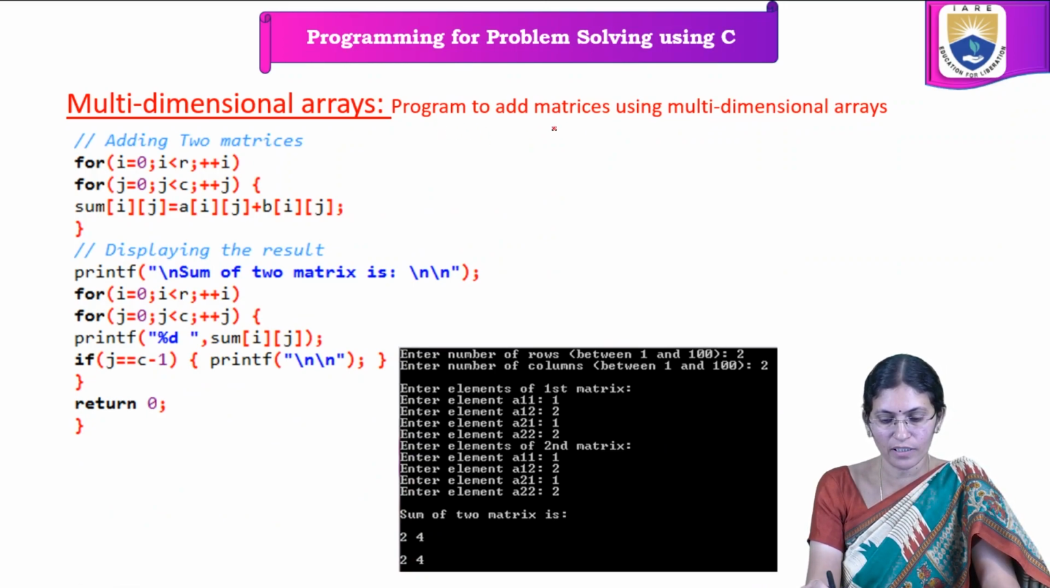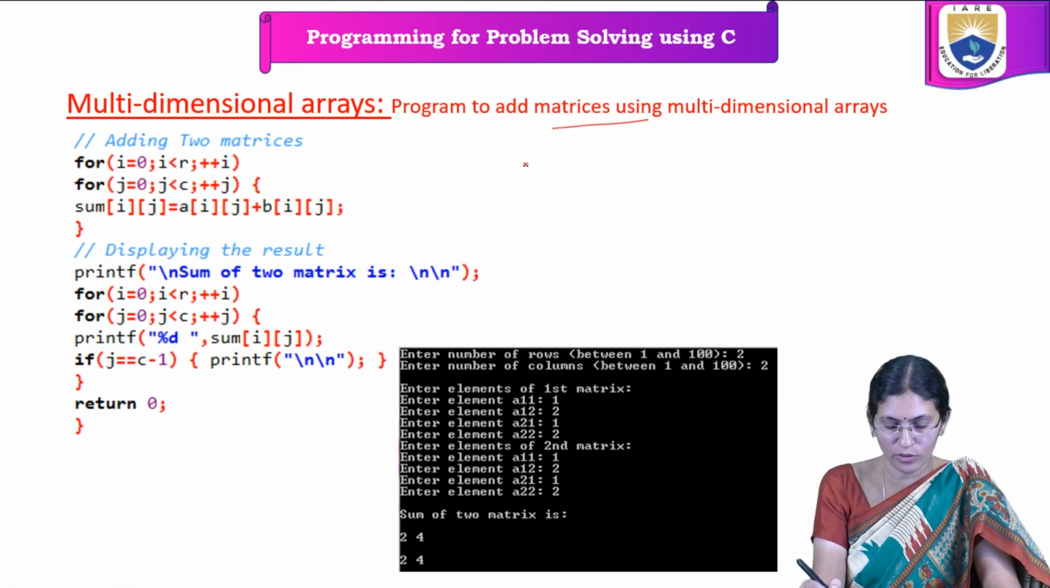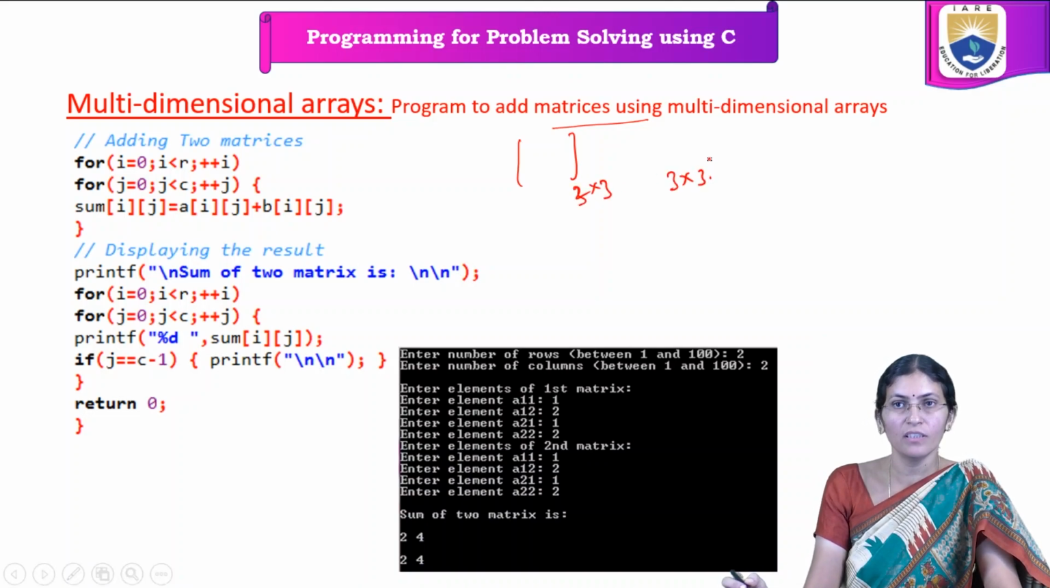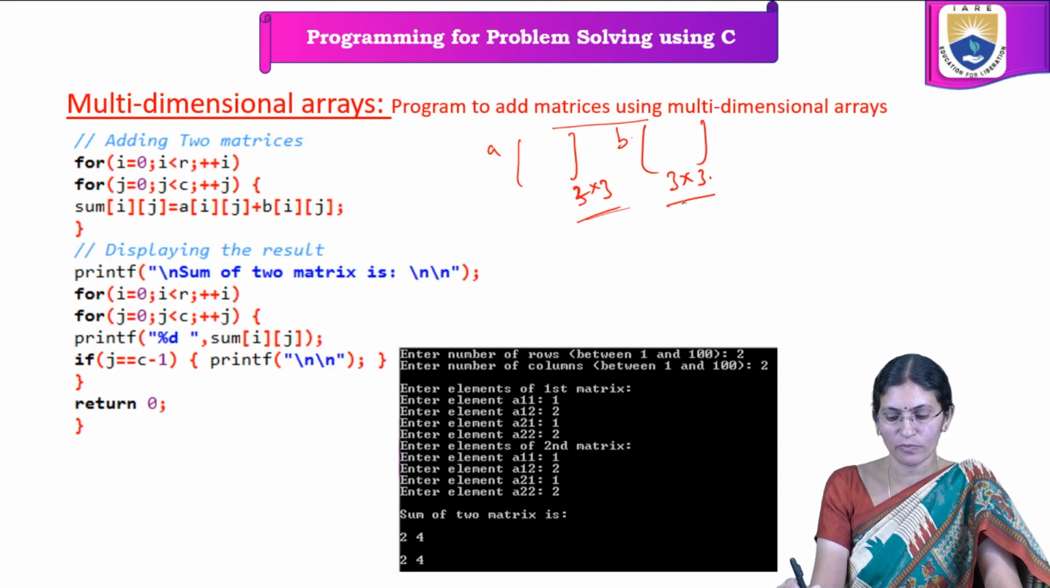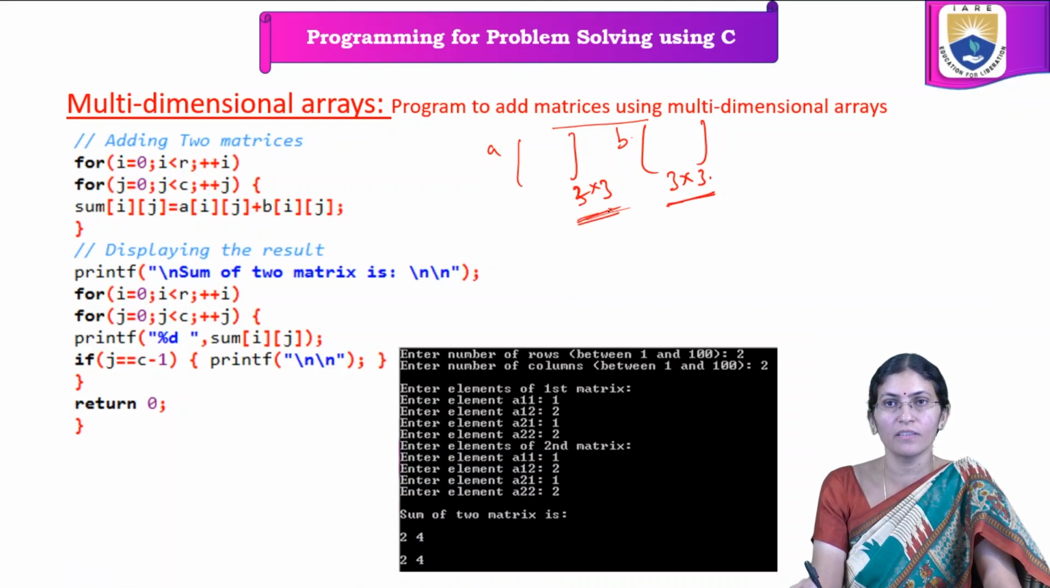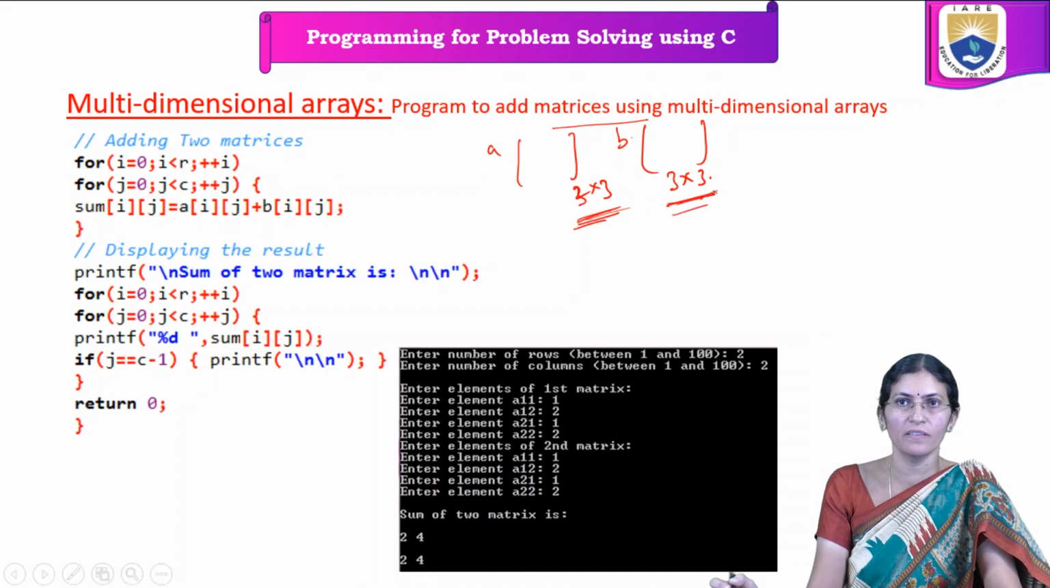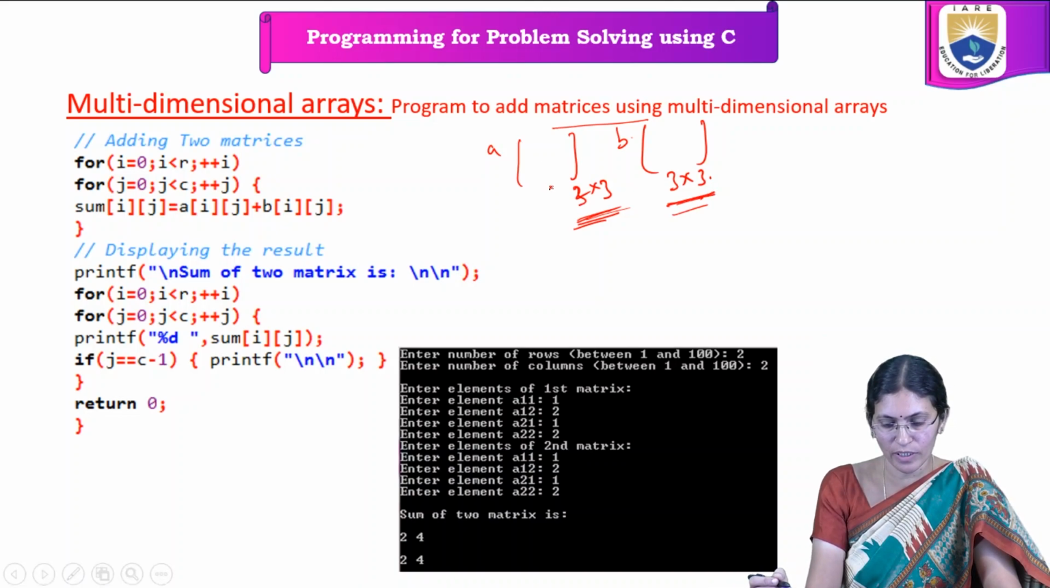Now, program to add matrices. We know that in order to add two matrices, both of them must be of the same dimension. If this is 3 by 3, another matrix also should be 3 by 3. So that code you can write. If this is A and this is B, you need to check the dimension of each matrix. The corresponding dimensions of this one and this one should be the same, only then you can add two matrices.